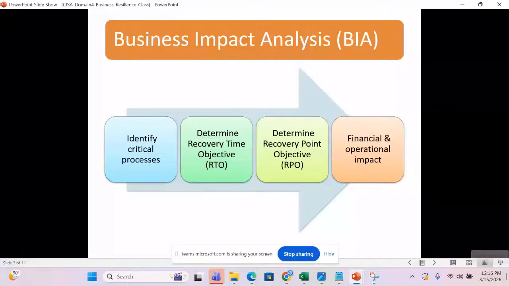Okay, BIA just simply means that I'm evaluating the critical processes and IT components supporting them, and I am determining time frame, priorities, resources, and then interdependencies. Let me say it again. We're evaluating the critical processes.